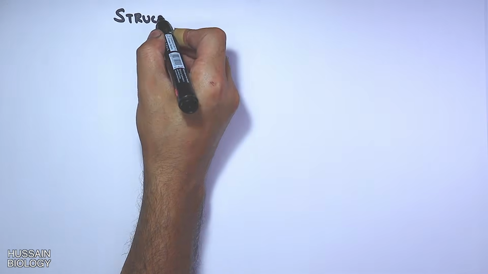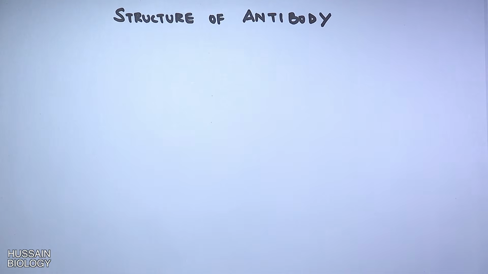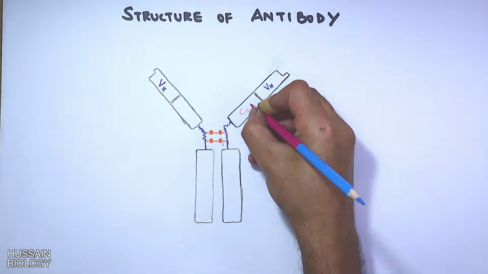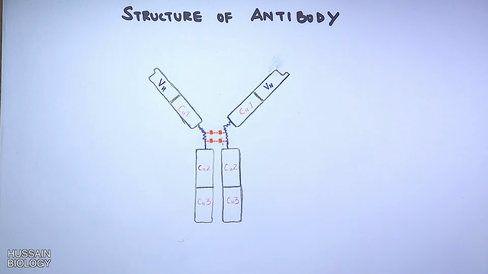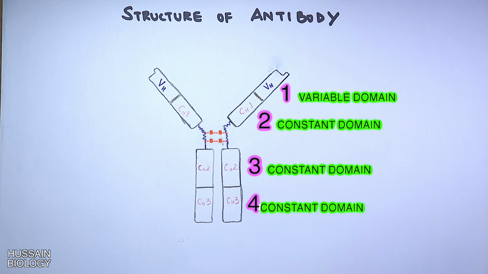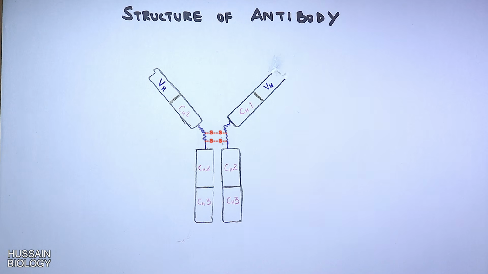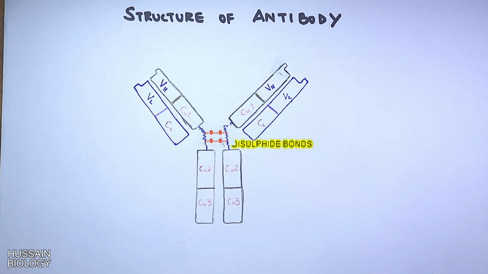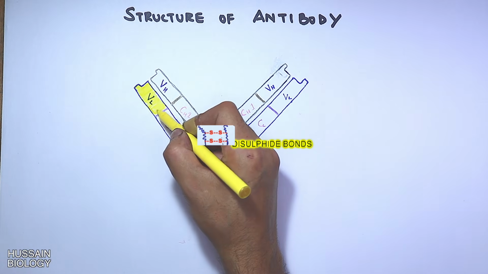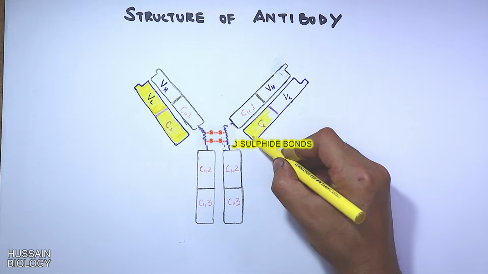Now first of all, let's discuss its structure. As we know, antibody is a Y-shaped protein. It has two heavy chains that make it a Y-shaped protein as shown in the diagram. On one chain it has 4 domains, 1 variable domain and 3 constant domains. These constant domains are written as constant domain 1, constant domain 2, constant domain 3. In the same way, we have 2 light chains, but they have only 2 domains, 1 variable and 1 constant domain. The light chain is highlighted in yellow color.